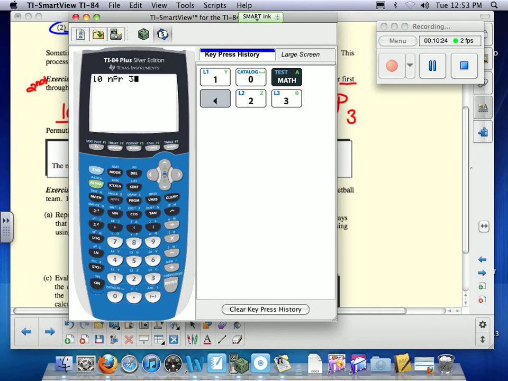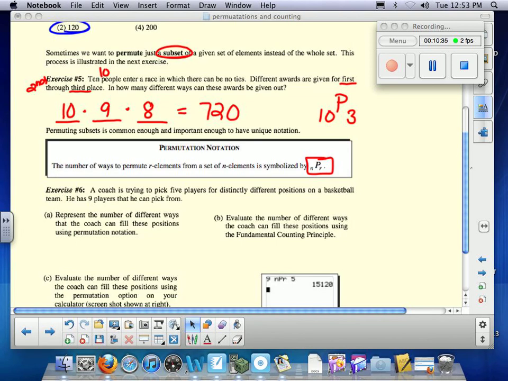And when I push enter, I get 720. Oh, you have to put a number at the end. Correct. Where does the 3 come from? The 3 came from, for this problem, that we were only taking first, second, and third place. So 3 slots we were filling. Okay? 720. You're good? Okay.